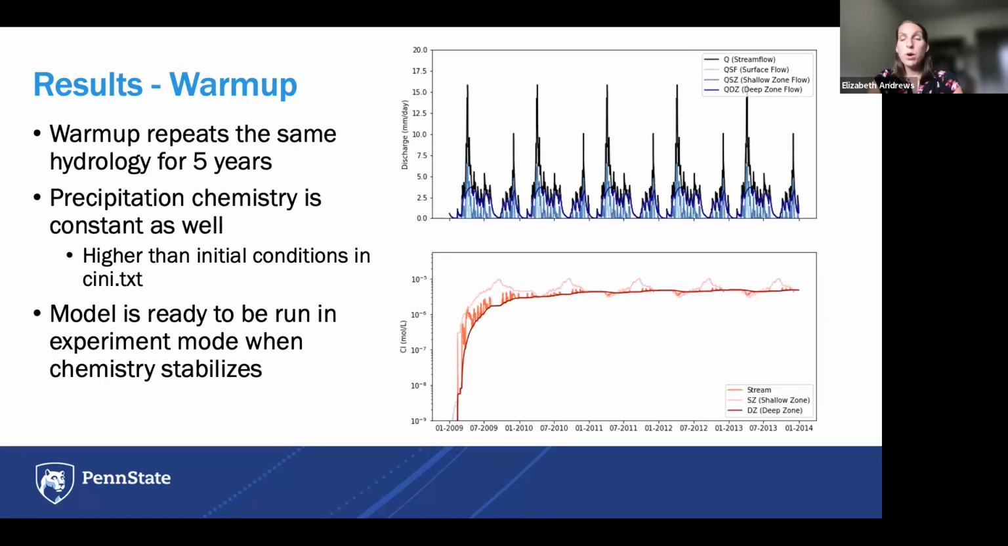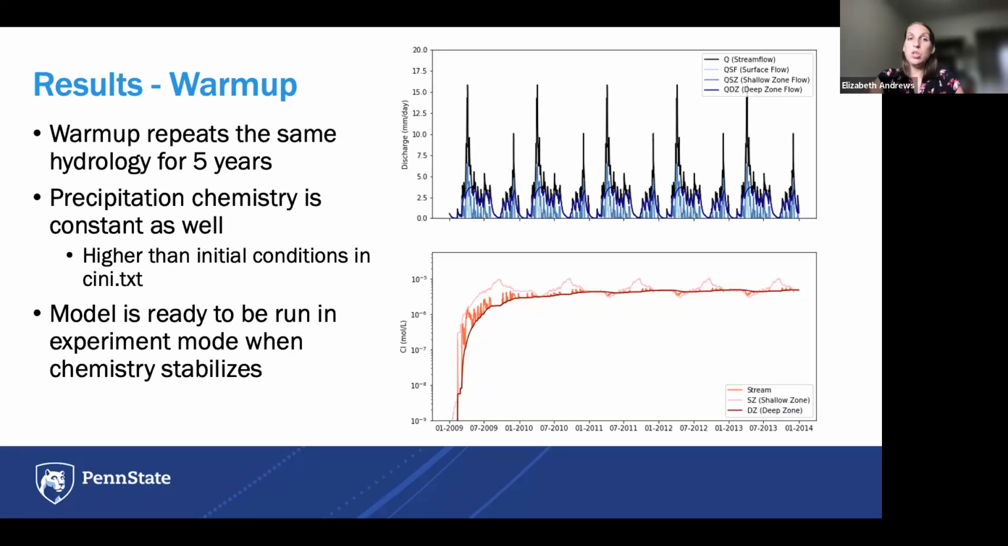So in the warm-up, we had it repeat the hydrology for 5 years, and we kept the precipitation chemistry constant as well for those same 5 years. It is higher than the initial chemistry in that initial conditions file. Basically, we saw it was 2 times 10 to the negative 20th in the last video. And here it's something like 3 times 10 to the negative 6th.